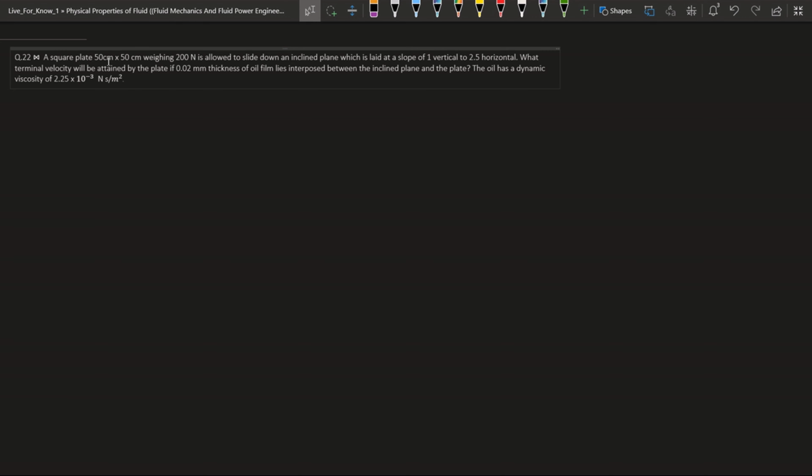What terminal velocity will be attained by the plate if a 0.02 mm thickness of oil film is interposed between the inclined plane and the plate? The oil has a dynamic viscosity of 2.25 into 10 power minus 3 Newton second per meter square. It is also a very simple question, so we try to solve it.